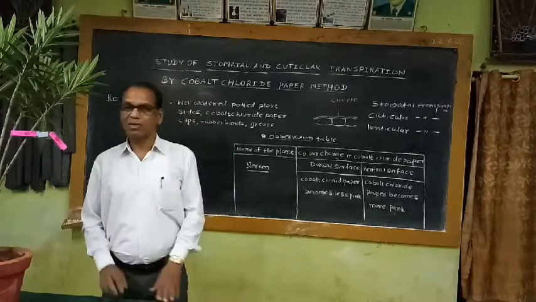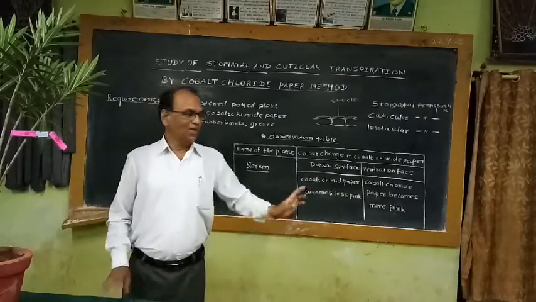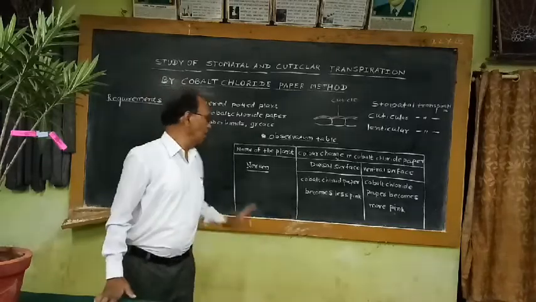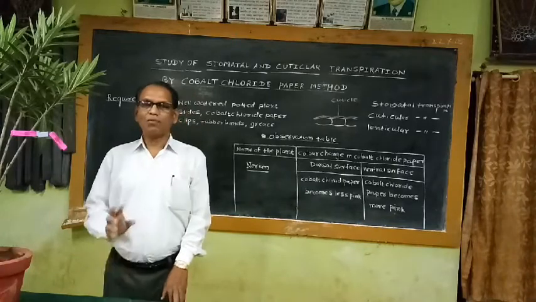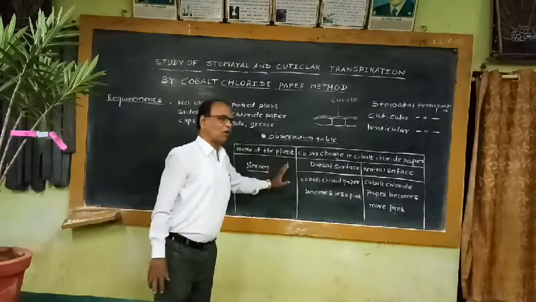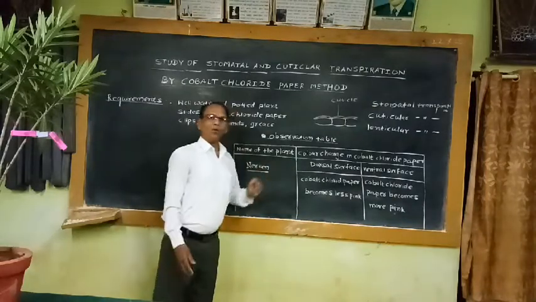So you should keep this setting in the sunlight for about 20 minutes. After 20 minutes, you should observe the change in the color of the cobalt chloride paper and record it in this observation table. That means which plant we have taken.